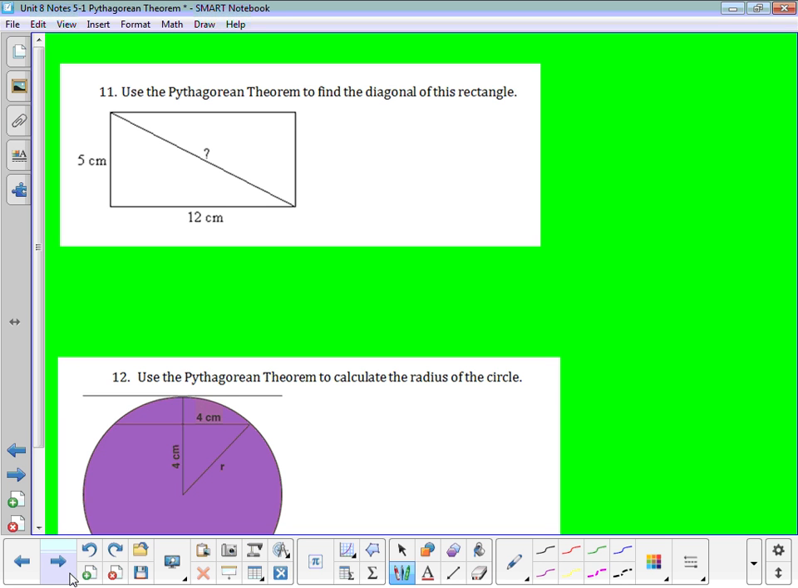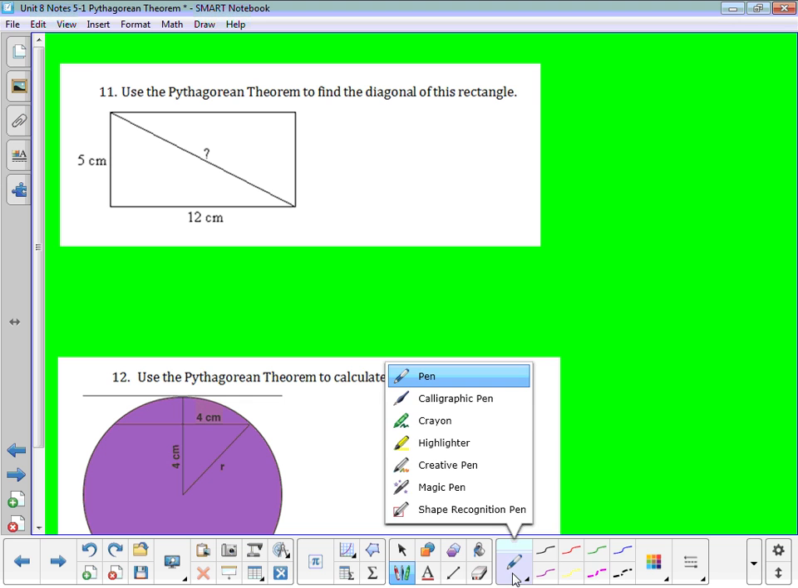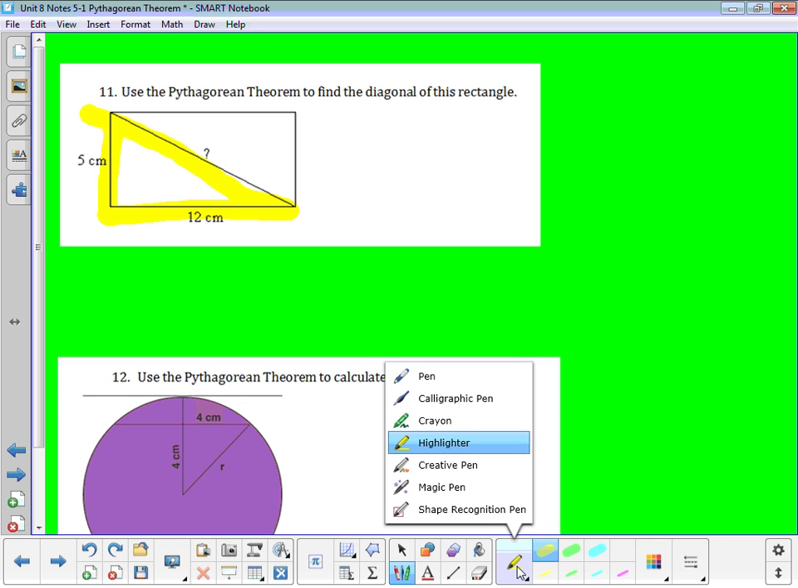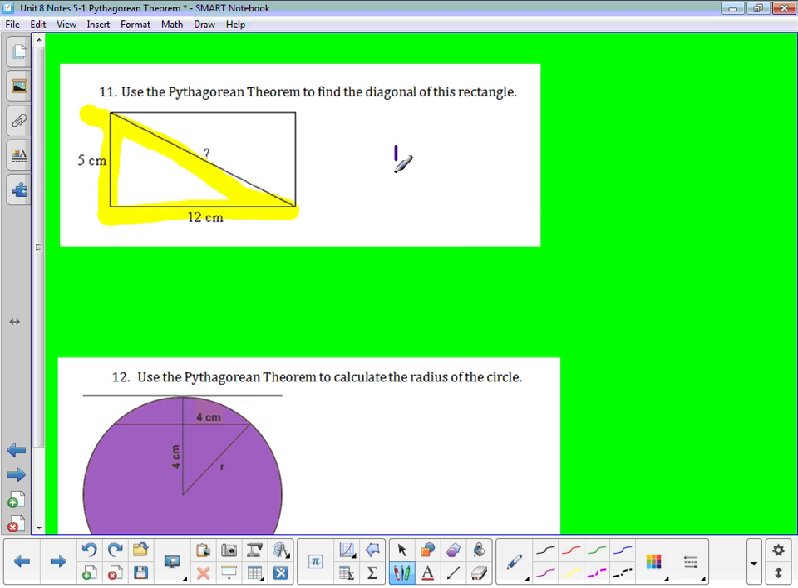Let's take a look at number 11. So use the Pythagorean theorem to find the diagonal of this rectangle. Well, here's the cool thing. We actually have a triangle, if you look right here. You can take a rectangle and split it into two triangles, and that's how we're going to get the diagonal. So really what I have here is a triangle with legs of 12 and 5, and so I'm missing a C.